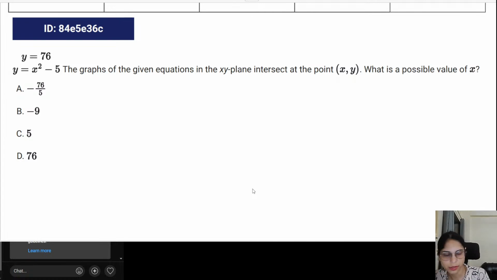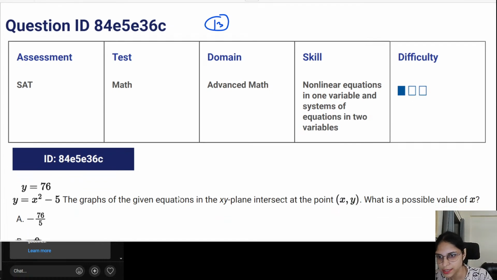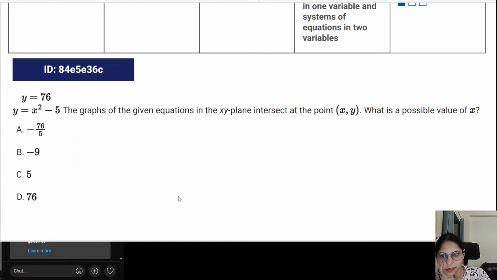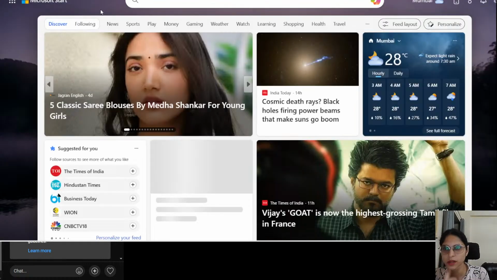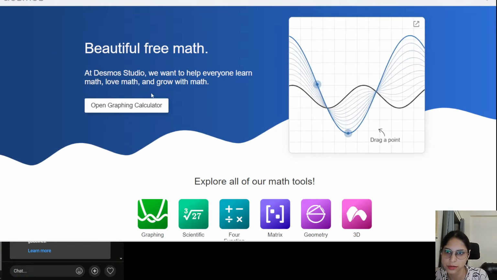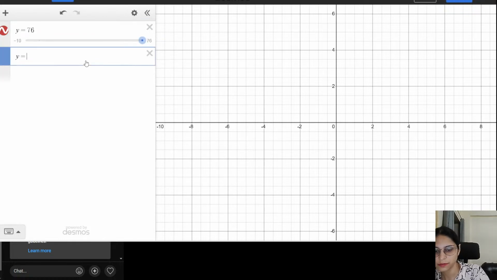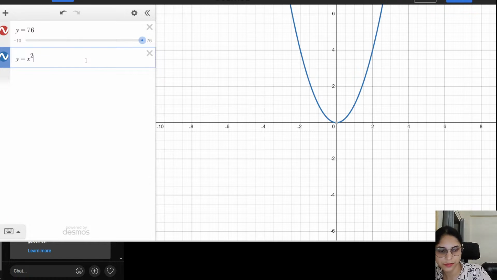So the first question that we're doing is question number 13. y is 76 and y is equal to x squared minus 5. The graphs of the given equations intersect at the point x comma y. What is a possible value of x? So you just have to go to Desmos. Write y is equal to 76. y is equal to x squared minus 5.